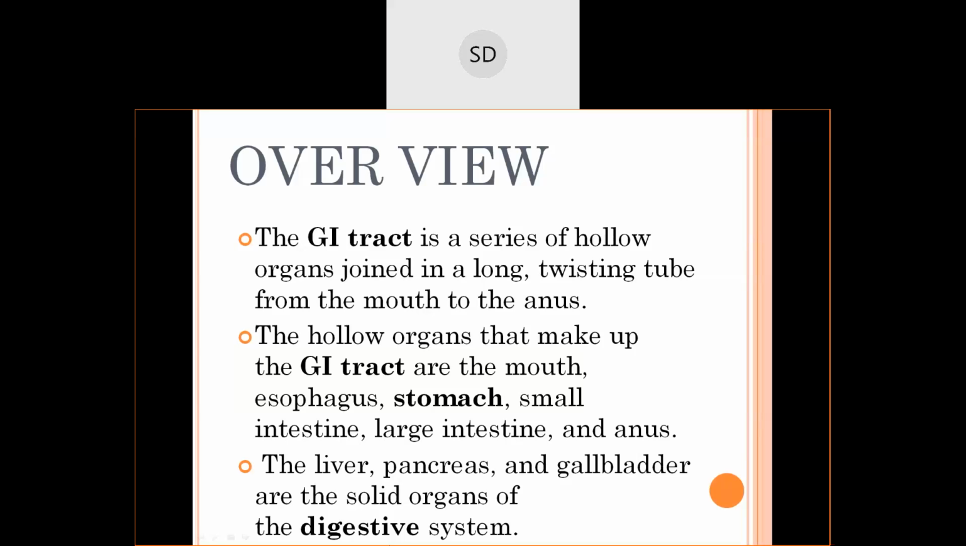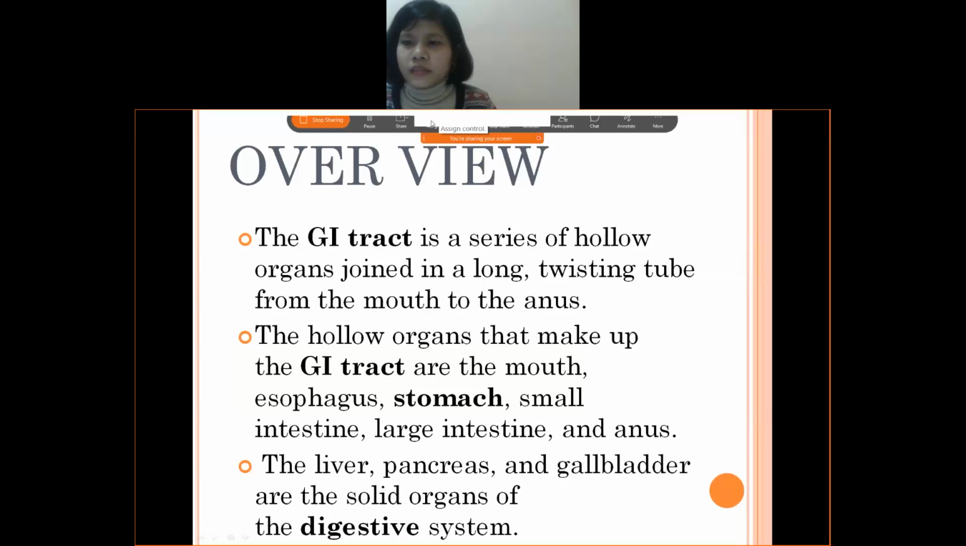The GI tract is a series of organs joined in a long, twisting tube from the mouth to the anus. The hollow organs that make up the GI tract are the mouth, esophagus, stomach, small intestine, large intestine, and anus. The liver, pancreas, and the gallbladder are the solid organs of the digestive system.